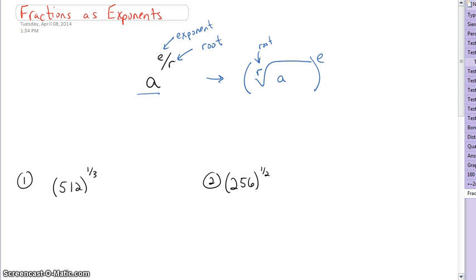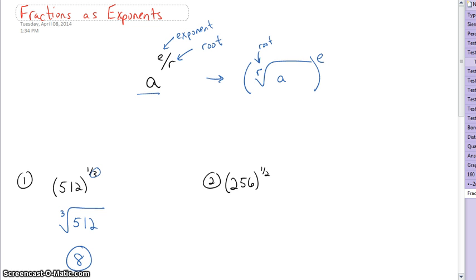Okay, so let's do some examples. Number 1 is 512 to the 1/3 power. So that 3 indicates the root. I'm looking for the cube root of 512. The cube root of 512 is 8. Should be one that you have memorized.